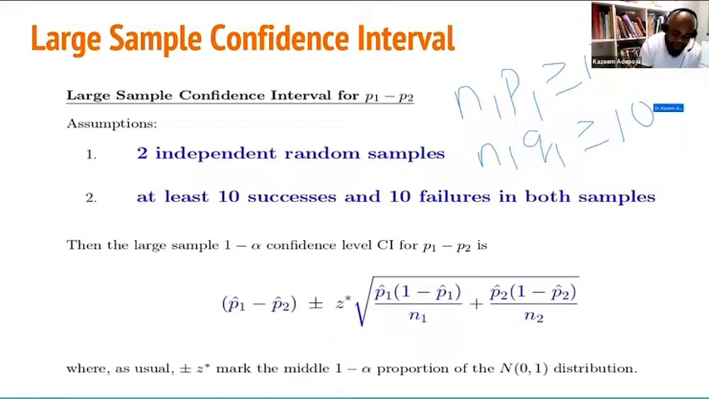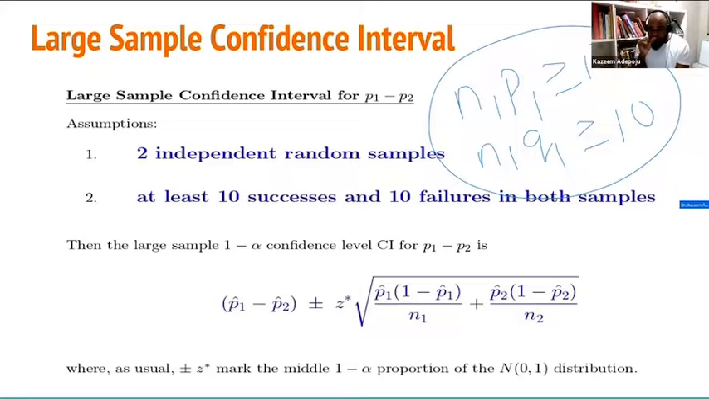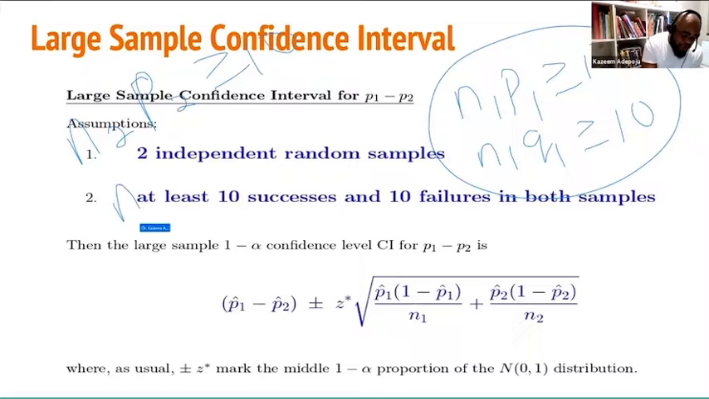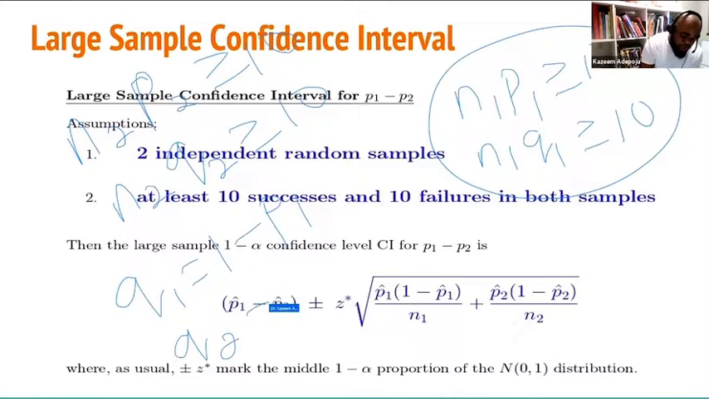For the first population, the successes N1 P1 must be greater than or equal to 10, and the failures N1 Q1 must be greater than or equal to 10. The same thing also goes for the second one. We've got to ensure that. And don't forget, when I say Q1, I mean 1 minus P1. When I say Q2, I mean 1 minus P2. So I need you to take notes of all of that.